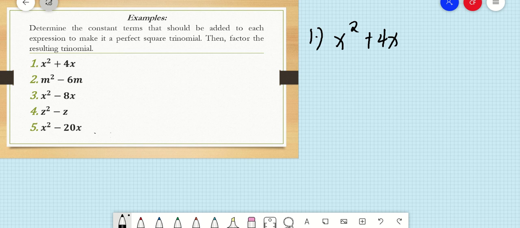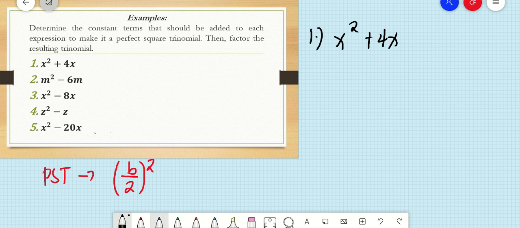So actually class, may technique ako dyan or may formula akong ginagamit dyan. Ito po yung formula ang gagamitin natin. So dito ko na lang po isusulat. So PST formula, ito po yung ginagamit ko para makuha yung PST. So b over 2 raised to 2. Okay? So, bali ito yung formula ang gagamitin natin.